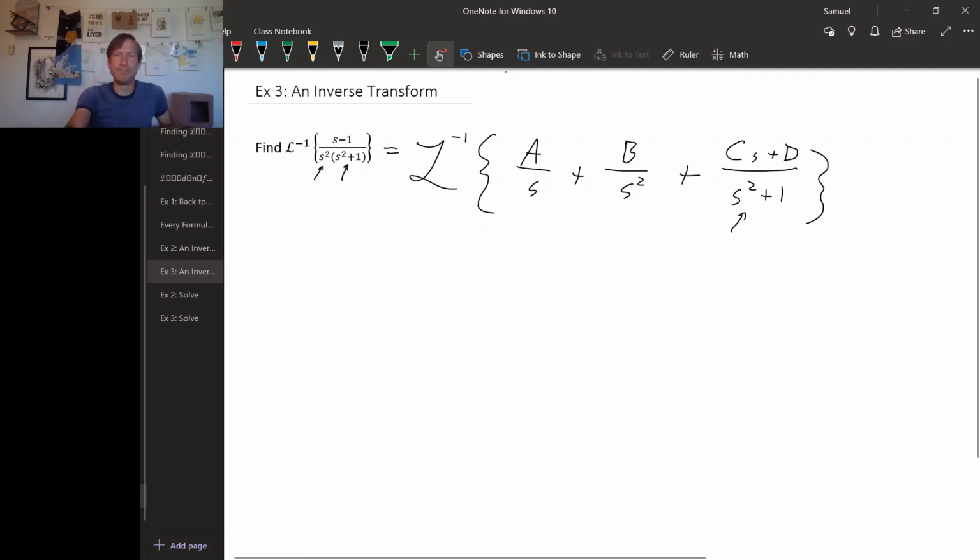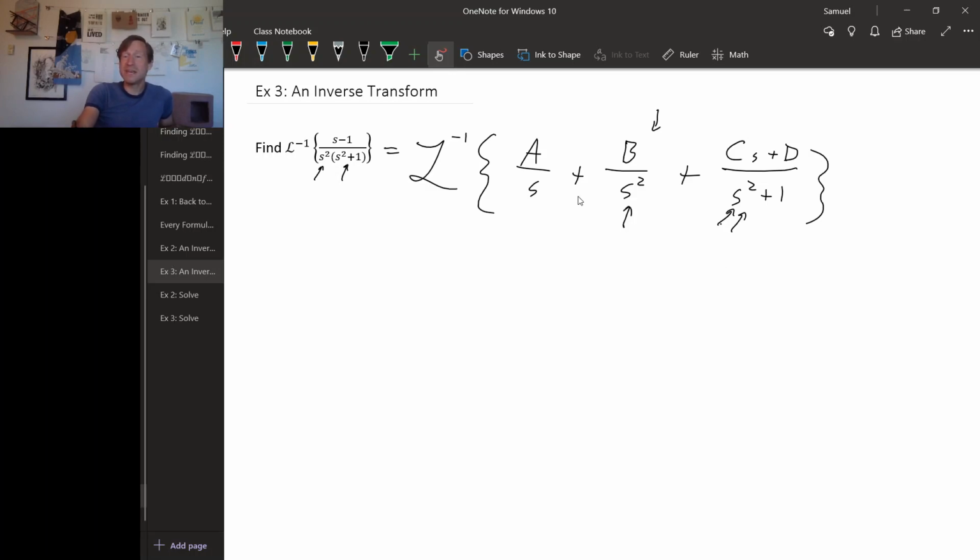Okay. Notice that we don't need bs plus e or whatever in this middle term, because this s squared isn't irreducible. S squared is s times s. So this one isn't irreducible. It's only when you have an irreducible, an unfactorable denominator, at least not factorable over the real numbers, it's only in the irreducible case when you get this more complicated numerator in your partial fractions decomposition.